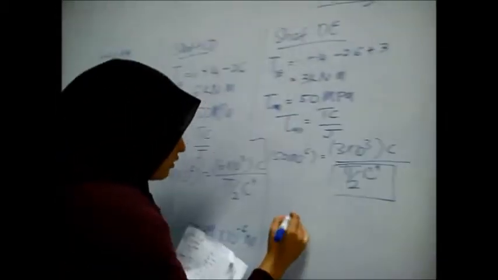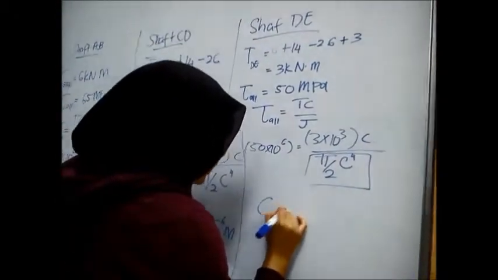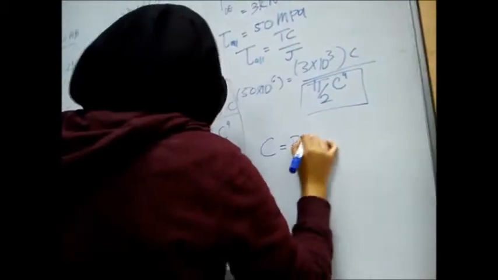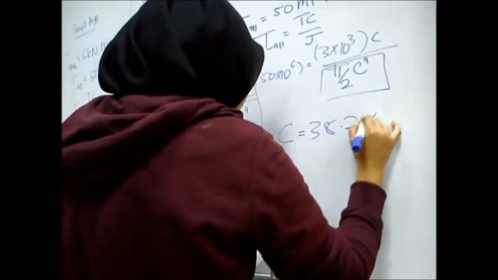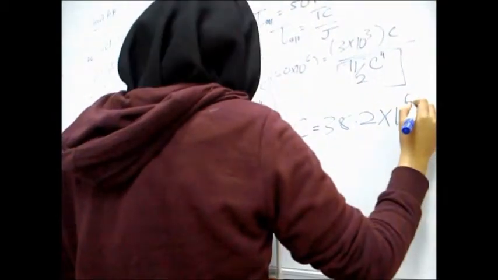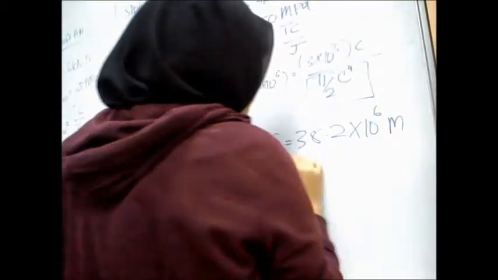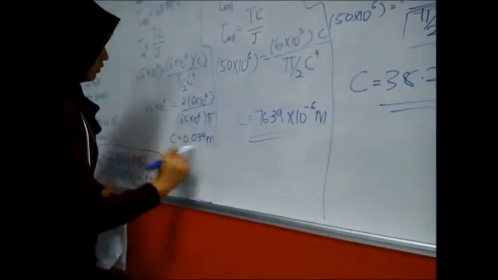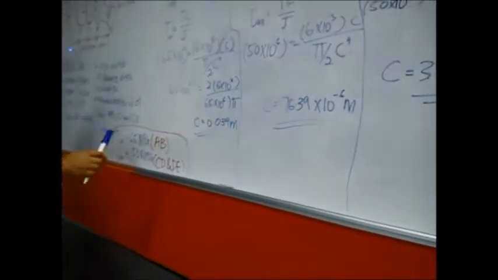Okay, so calculate this one, and you will get C equal to 38.2 times 10 to the power of 6 millimeter. So this is the answer to the question B.